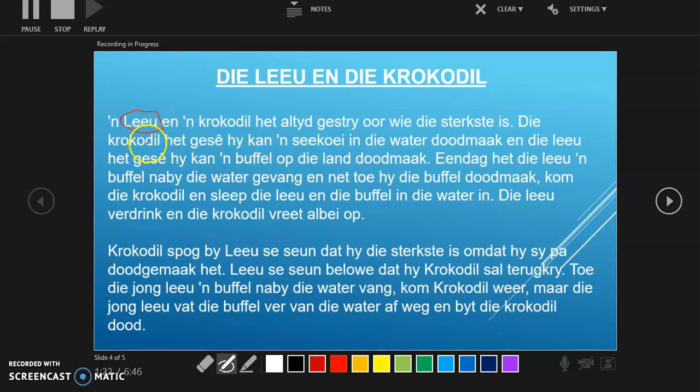Jy het crocodile, you can make a nice picture of this one. Dan het jy 'n seekoei, which is a hippo. Another word is water. This is a word that you can also see and make a picture of. Dan het jy weer hierso vir leeu, en dan het jy 'n buffel, en dan het jy land. Alright, so these are all words that you can make a picture from.